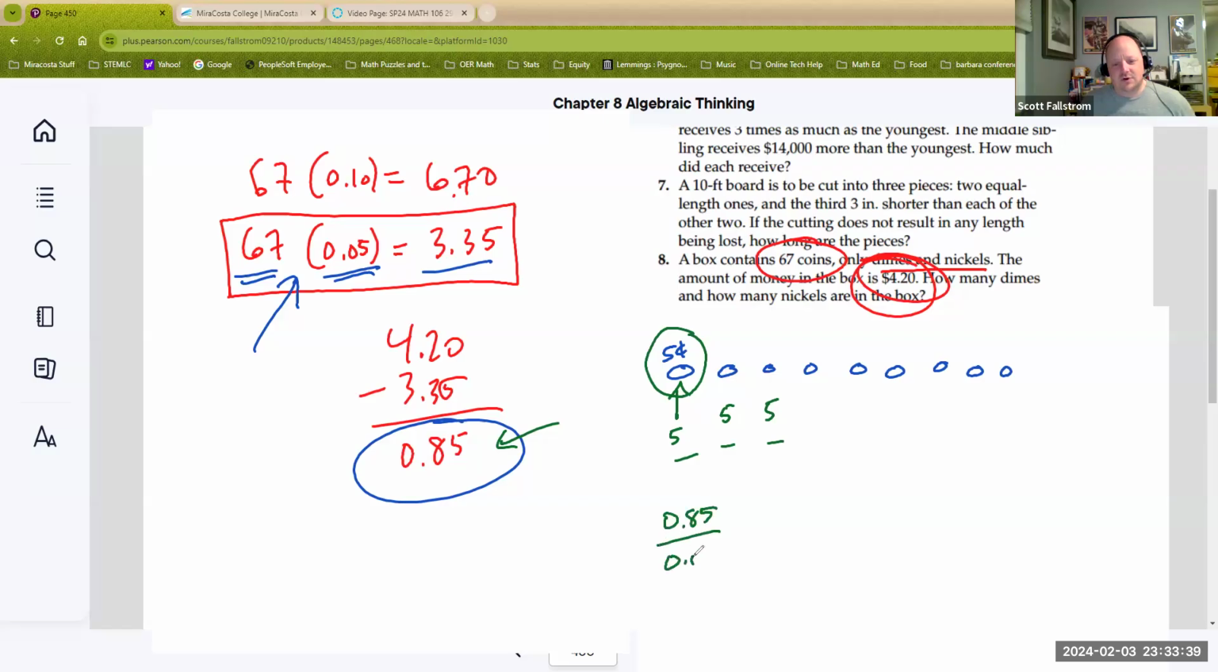0.85 divided by 0.05 gives me 17. And what am I counting when I add those together? That would be 17 dimes. There's 67 coins. That means there's 50 nickels. And I'm done with the problem.